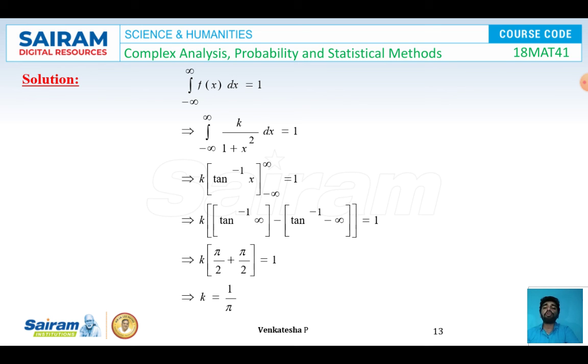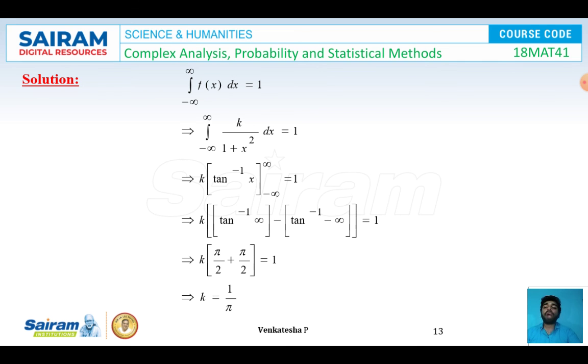Take the function f(x) as k/(1 + x^2). So the integral from minus infinity to plus infinity of k/(1 + x^2) dx is equal to 1. Taking the constant k outside, the integral of 1/(1 + x^2) is tan inverse x. So I got k times tan inverse x between the limits minus infinity to plus infinity equal to 1. Applying the upper and lower limits, I got k times (tan inverse infinity minus tan inverse minus infinity), which is pi/2 plus pi/2, equal to 1. So I got k pi is equal to 1, or k is equal to 1/pi.